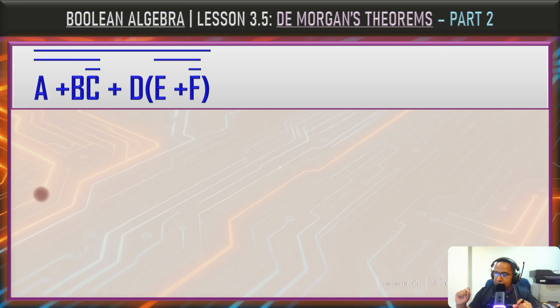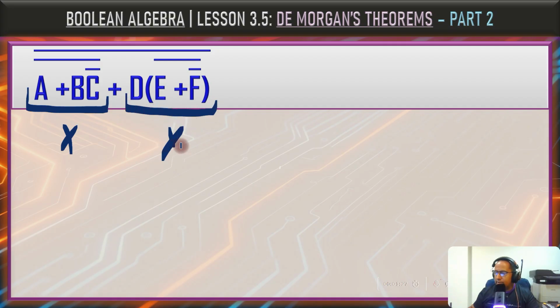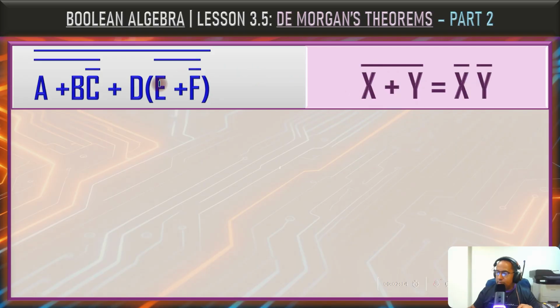Remember, we must first identify the structure of the expression. Is it a sum or a product? We can think of this as a sum of 2 blocks. Let's call this first block x, okay? And this second block, let's call it y. In this case, we have a complement of a sum, all right? So we must apply the second De Morgan's theorem.